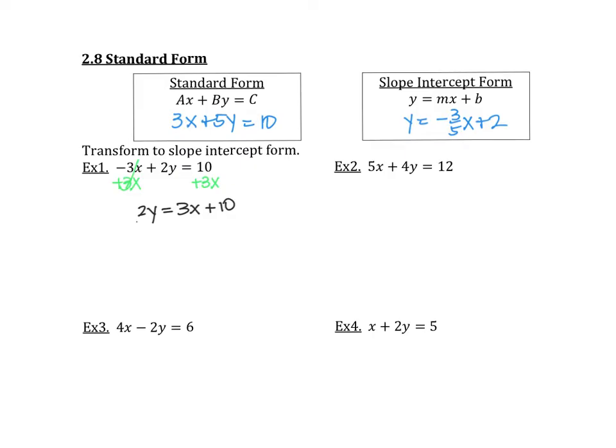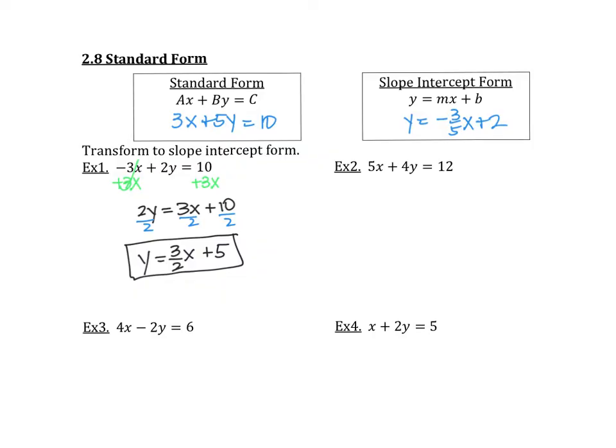Since it's 2y, I divide by 2. Now, if I divide by 2, I have to divide everything by 2 to make it fair. So y equals 3 over 2 doesn't divide. 10 over 2 does divide. Okay, this is slope-intercept form. If I wanted to graph this, the slope is 3 over 2 and the y-intercept is 0, 5, so I can graph it very easily.